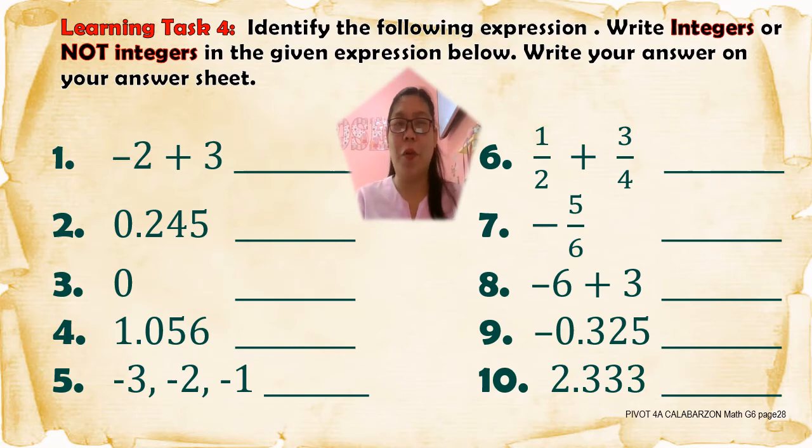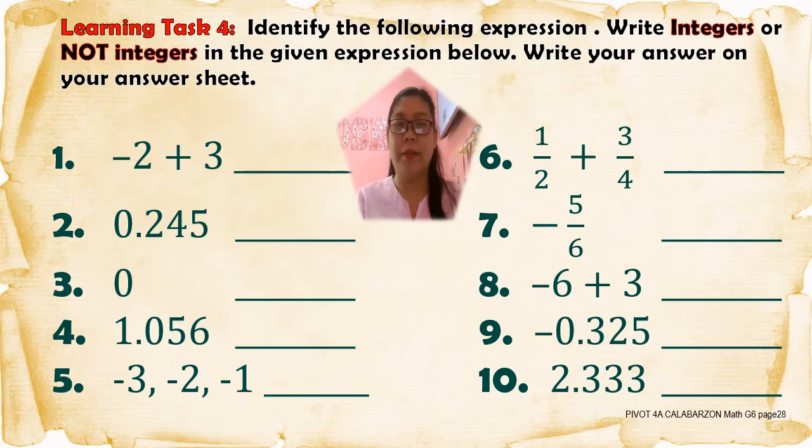Learning Task 4, and this is an easy one. Identify the following expression. Write integers or not integers in the given expression. Write your answer on your answer sheet. You may write your answer as I read each item. Pause the video if you need more time in answering.